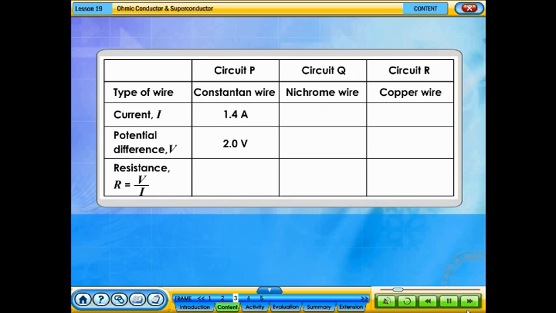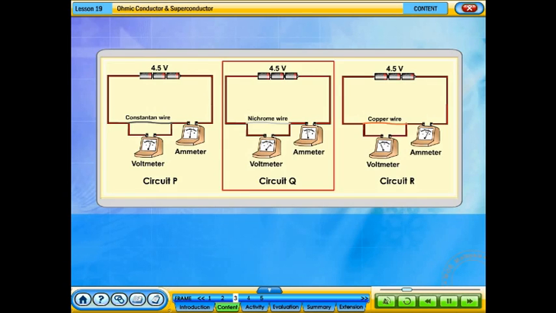The ammeter reading is 1.4 ampere, and the voltmeter reading is 2 volts. Resistance R is equal to potential difference divided by current. The resistance of the constantan wire in circuit P is 1.43 ohms. Note the readings of the ammeter and voltmeter in circuit Q.